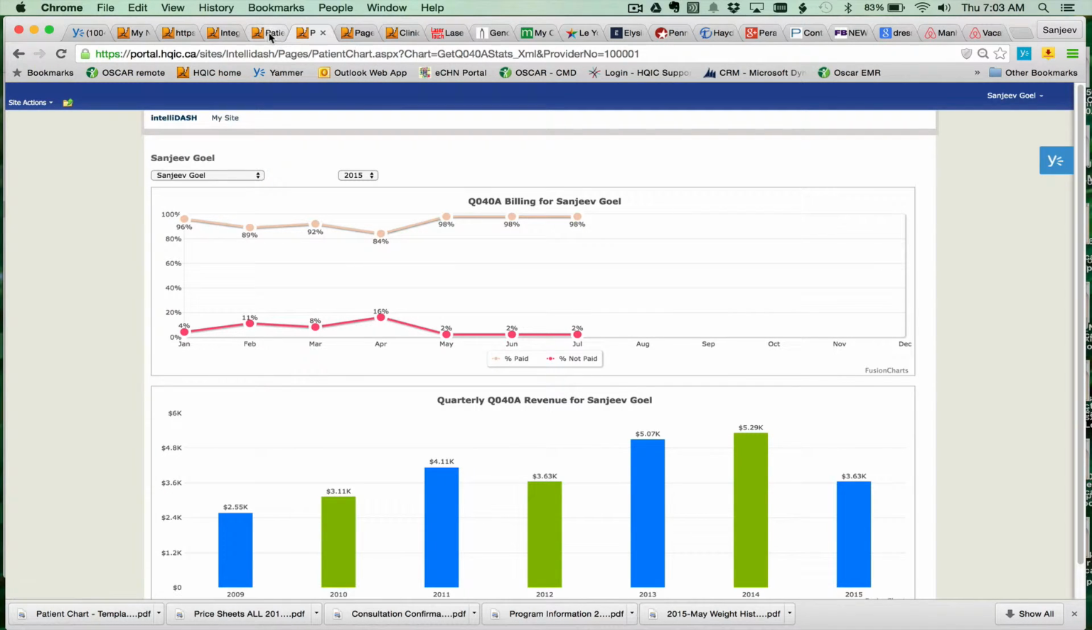Similarly, you can do this for K030, Q050, E079, and A002. What we've noticed is that physicians have gained approximately $1,000 to $2,000 a year just with this screen alone.